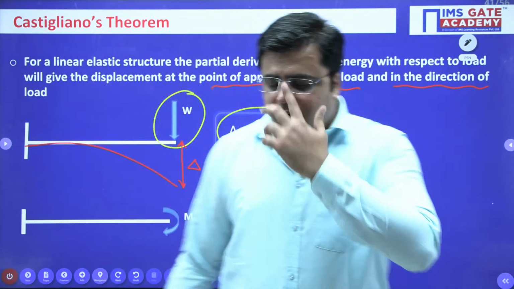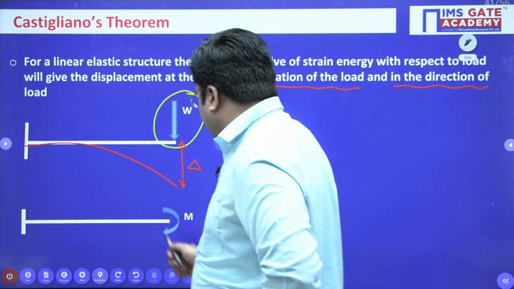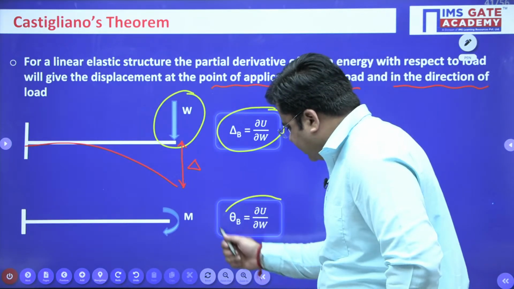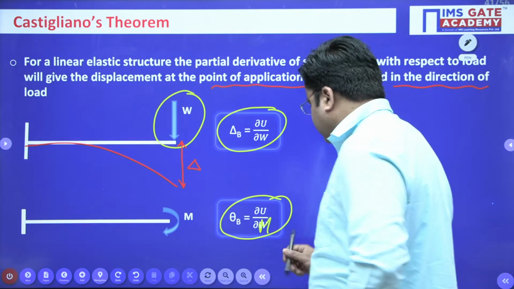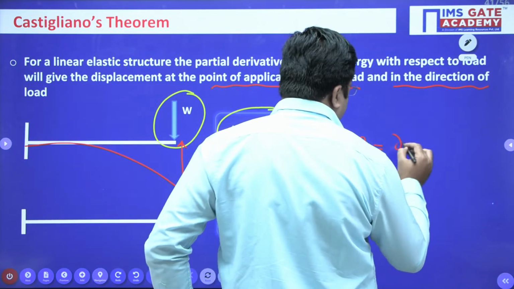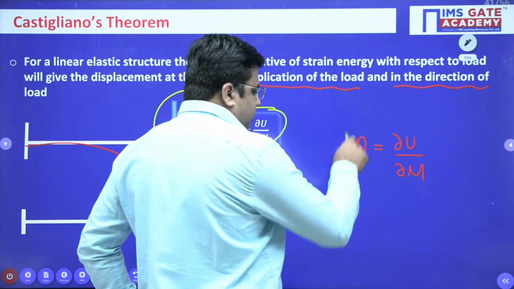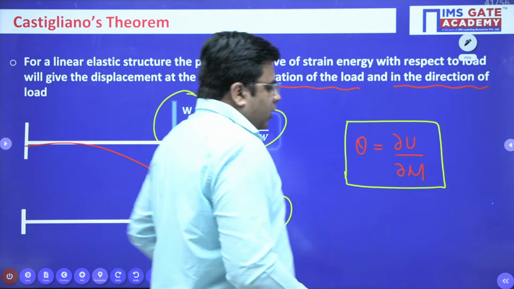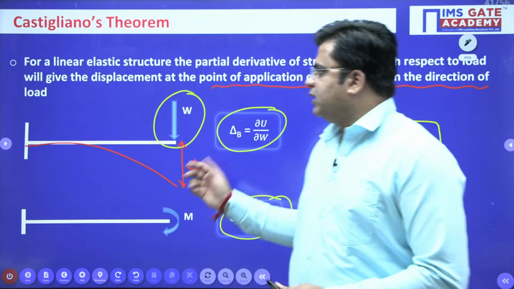In order to calculate the rotation due to this moment, I have to partially differentiate the strain energy with respect to this moment. So this theta B is the partial derivative of strain energy with respect to this moment. So this is my rotation, my value of rotation using Castigliano's theorem. So these are the two applications of Castigliano's theorem.